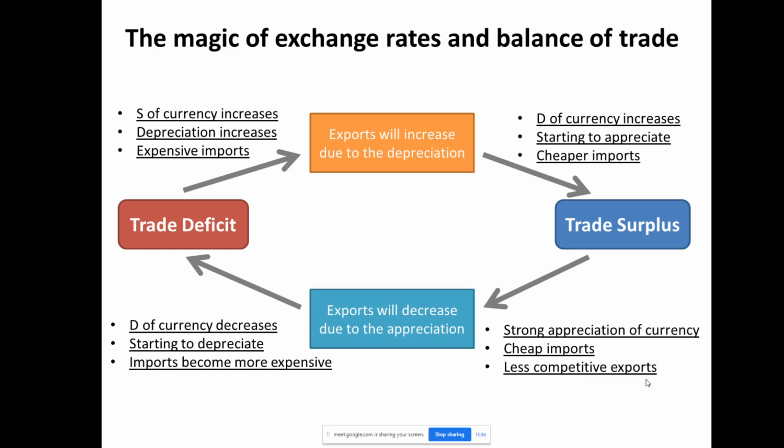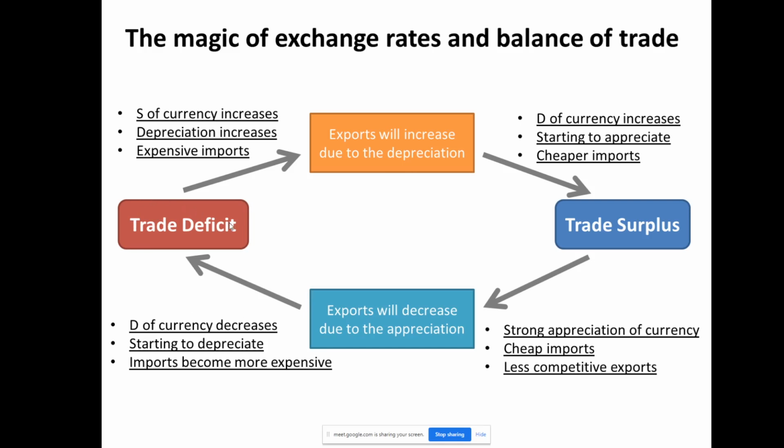Because of the appreciation of currency, in the transition here, the exports once again will decrease because of the appreciation. And if that's the case, then fewer people will buy your exports once again. So the demand for your currency will go down, and that will create a depreciation once again. Now the imports become more expensive, and you go back to the trade deficit.